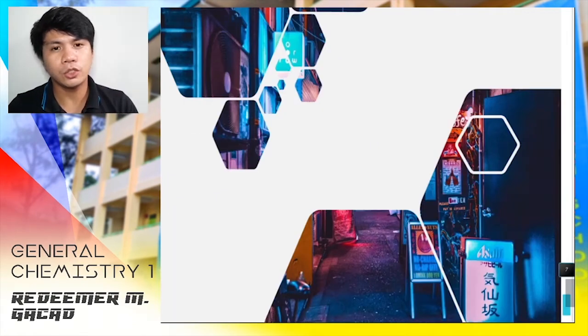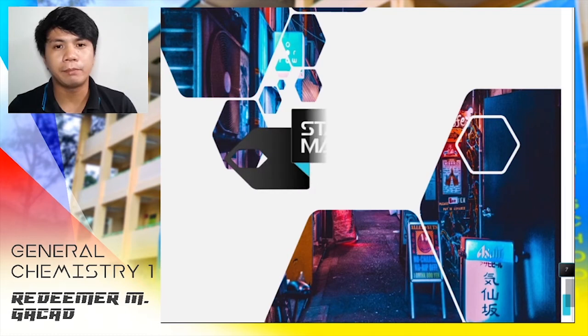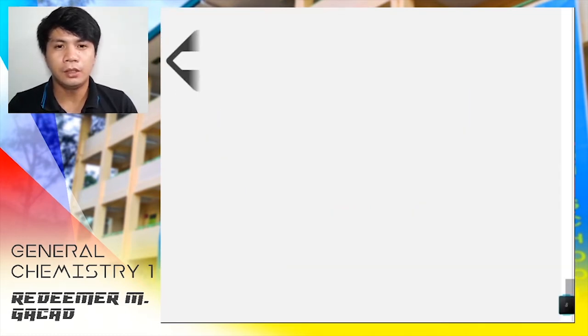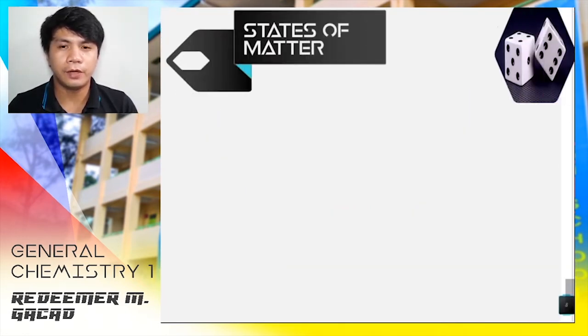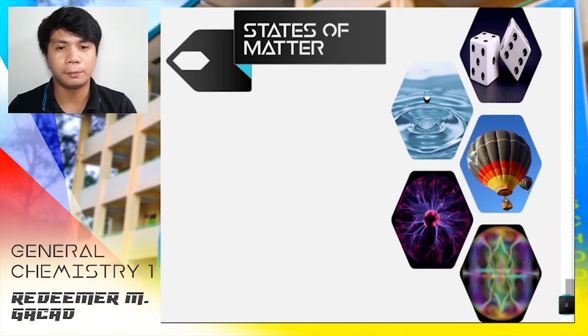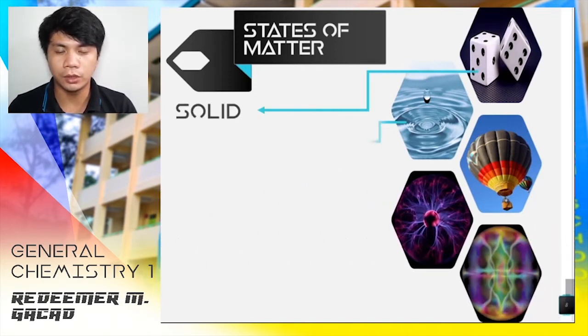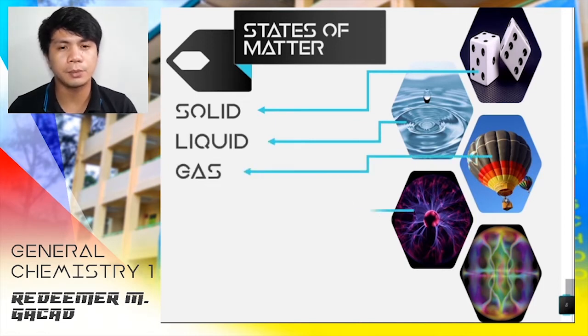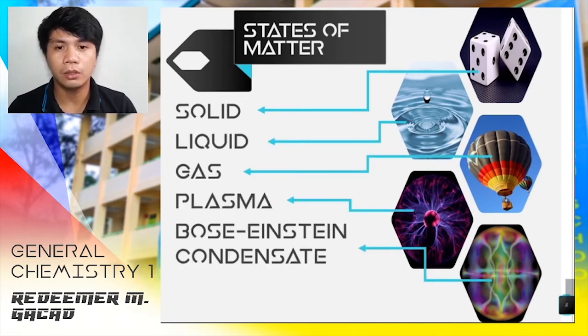Next one, let's talk about the phases of matter. Currently there are five known states of matter. Of course, solid, liquid, gas, plasma, and Bose-Einstein condensate. Now, we are quite familiar doon sa tatlo, the solid, liquid, and gas. But for plasma and Bose-Einstein condensate, medyo rare itong dalawang ito.